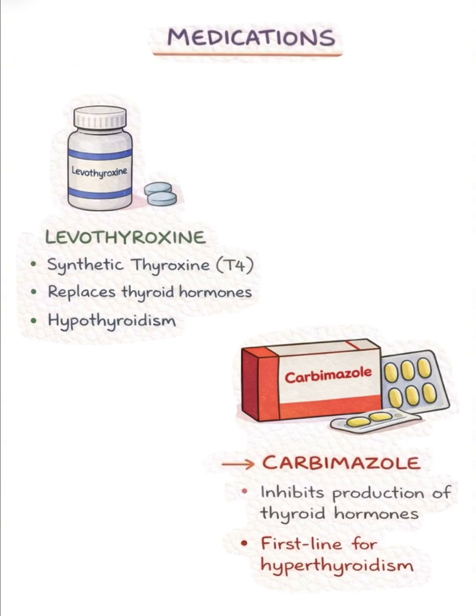Levothyroxine is used to treat hypothyroidism. It replaces T4. Carbimazole is used in hyperthyroidism. It reduces the production of thyroid hormones.